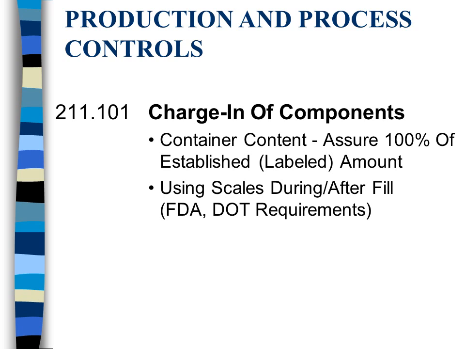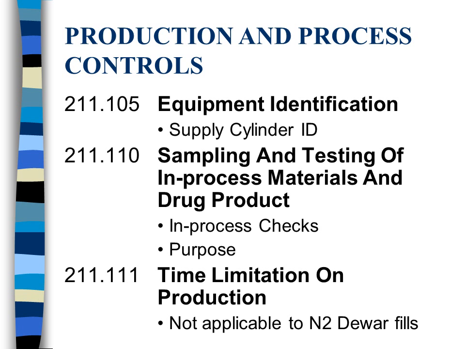Using scales during and after fill, that's an FDA and DOT requirement. That is a requirement on the D55s that are filled in the plant for you to use as fill cylinders, as supply cylinders. Supply cylinder identification, that's found in 211-105.